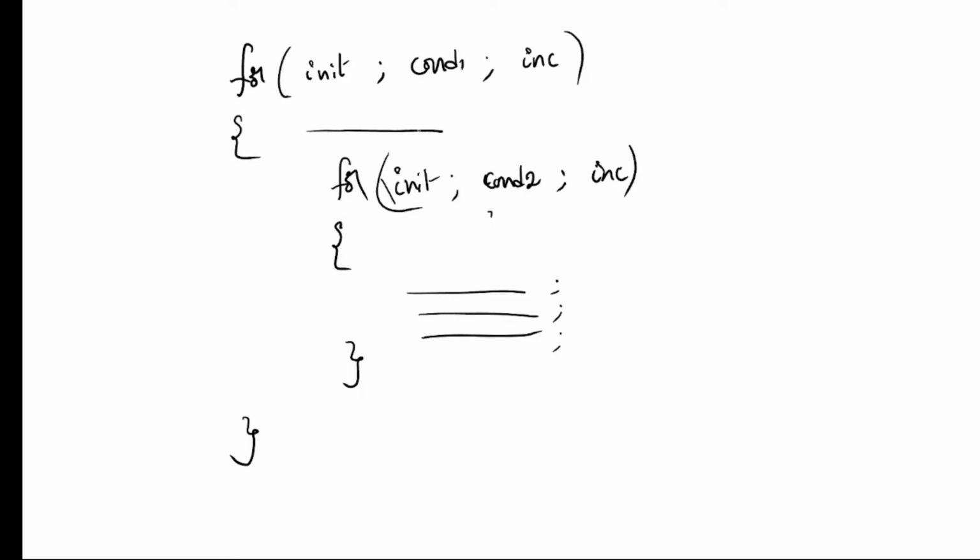You may have statements in this area also, means after brace open. This is the syntax of nested for. One for loop present inside of another for loop. This is called nested for loop. What will be the execution of this for loop? First of all, initialization is done. After initialization, control comes to condition. Okay, this is first step.